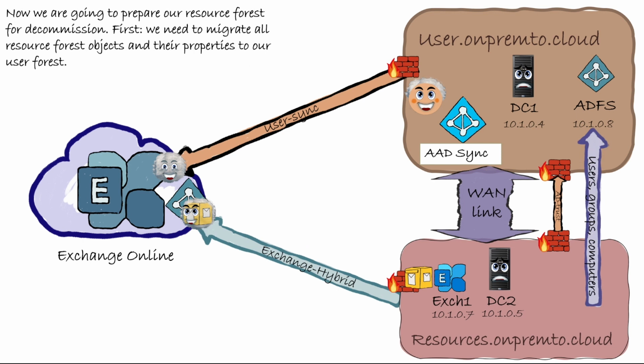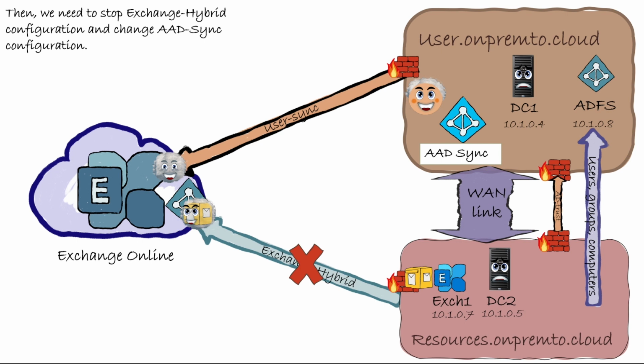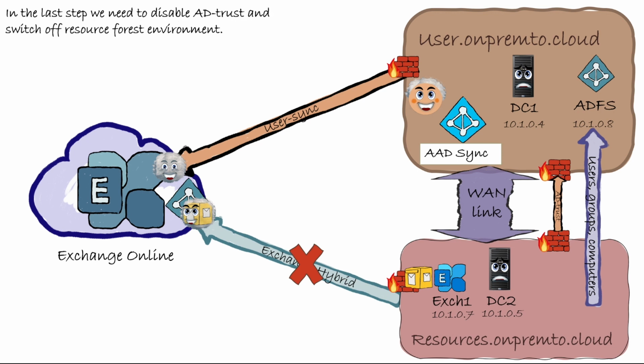First, we need to migrate all resource forest objects and their properties to our user forest. Then, we need to stop the Exchange hybrid configuration and change the AAD sync configuration. In the last step, we need to disable the AD trust and switch off the resource forest environment.